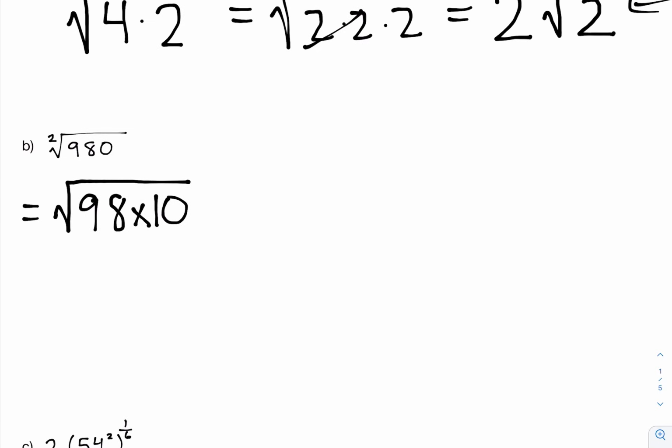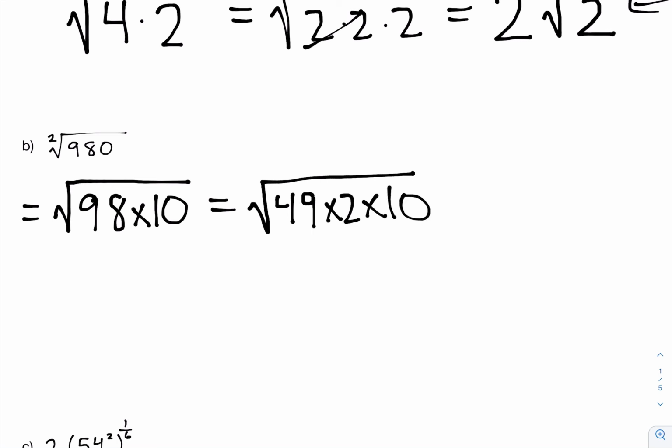Okay, so I'm not quite sure what we're going to do with this, but I know for sure, because there's a 0 on the end, we can divide it by 10. 98 times 10 is 980. And I also know that we can split up 98 into 49 and 2. So 49 times 2 times 10. And I also know the square root, because I know my multiplication tables, the square root of 49 is 7, right? Because 7 times 7 is 49. So this is going to be 7 times 7 times 2 times 10.